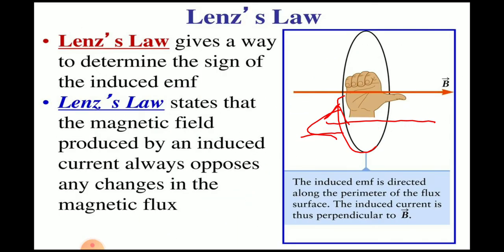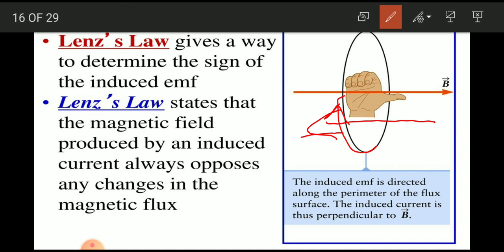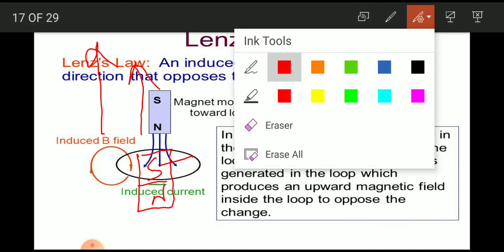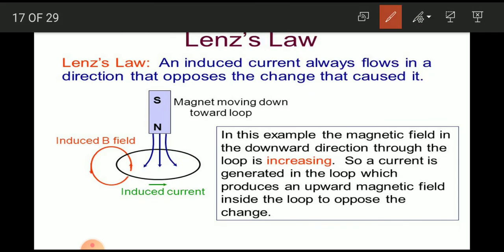Lenz's law states that induced current is always produced in a direction which opposes the cause which is producing it. So according to Lenz's law, induced EMF is equal to minus N delta phi divided by delta t.